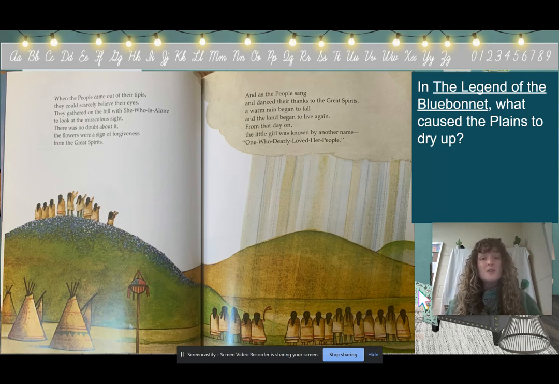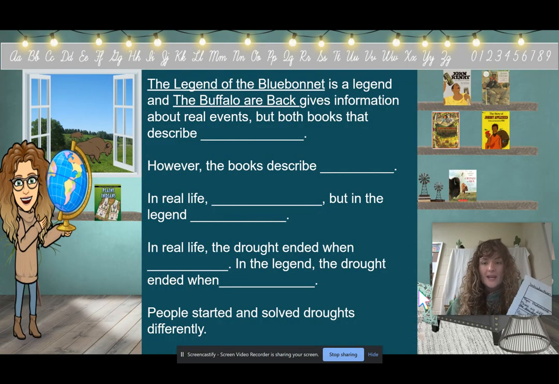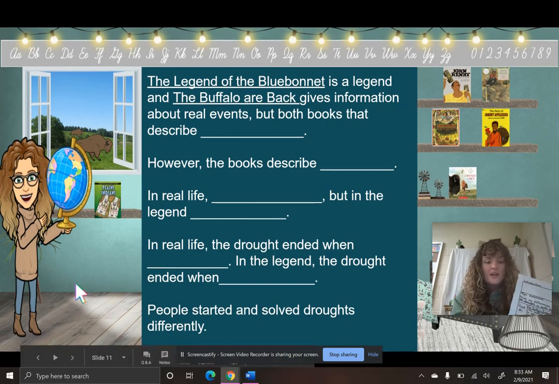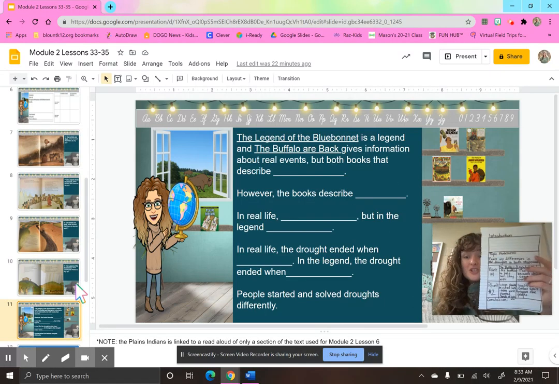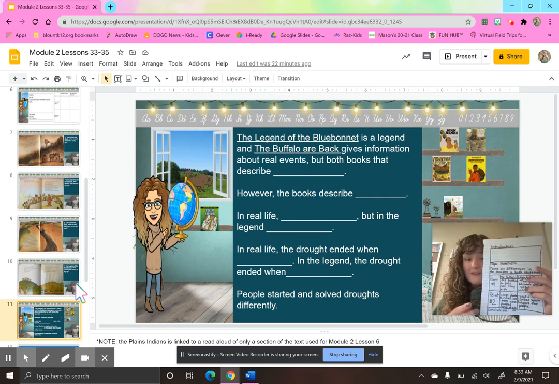The Legend of the Blue Bonnet is a story that talks about history but has magical elements. So we are going to finish up this paragraph, okay?